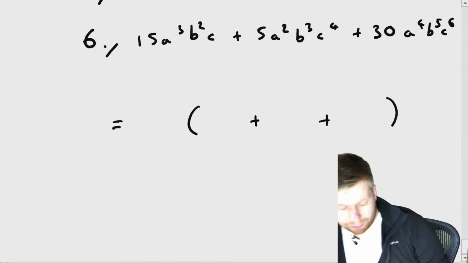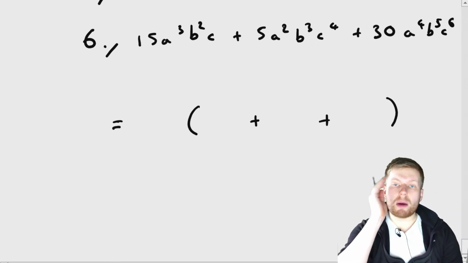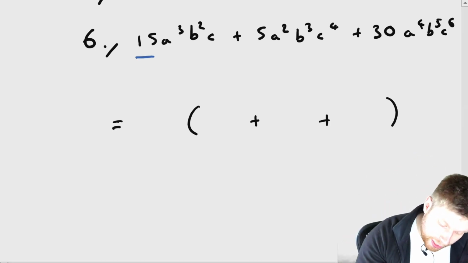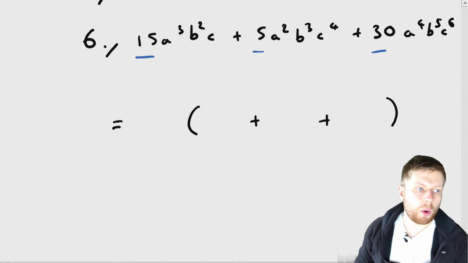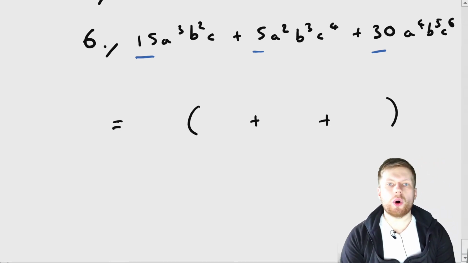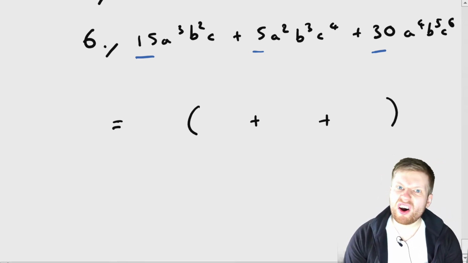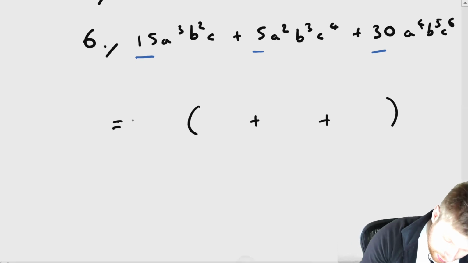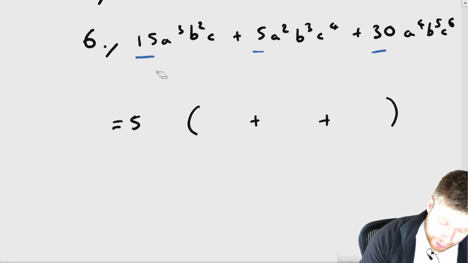All right, okay, let's have a look at this then. So let's first of all focus on the numbers. So I've got 15, 5, and 30. What numbers are in common to all of those 3 things? 5. Yeah, you happy? So I can stick a 5 out the front there, okay?